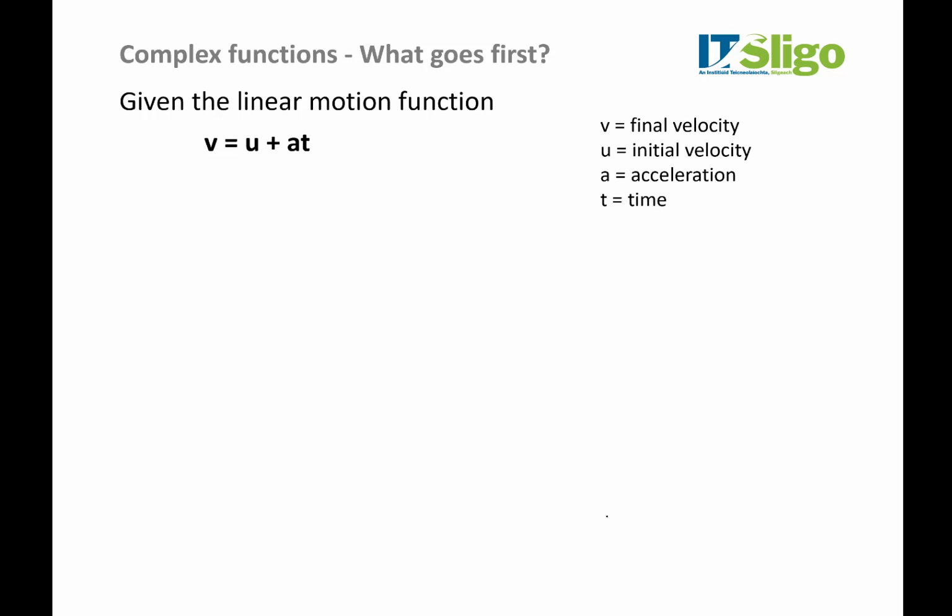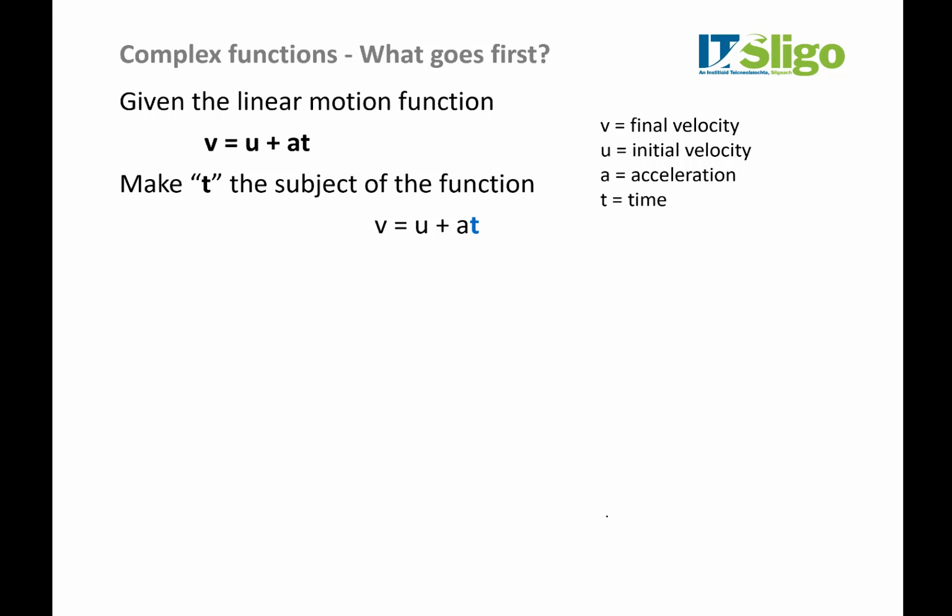This is what each variable means. I won't get into that too much. That's physics. We don't need to know the system we're looking at to be able to do the maths. So we're asked to make t the subject. So here t is on its own. Or not so much on its own, that's what we want to achieve.